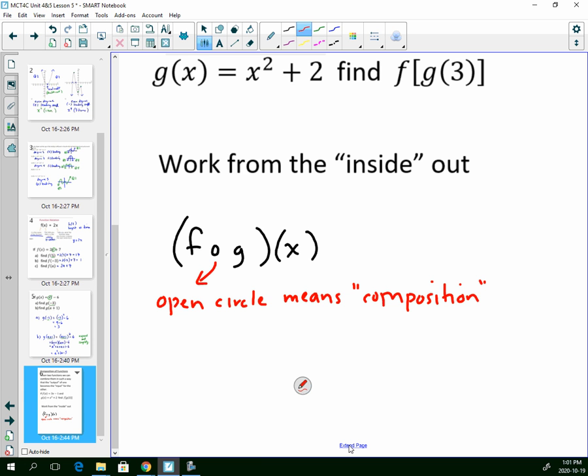Okay, so you don't want to confuse it with multiplication. A multiplication looks more like a dot. So composition is an open circle. I can also write that as f of g of x. So this is how we read it. F of g of x. That's how I read that. So what does that mean? Well, that means that the inside function always goes first.